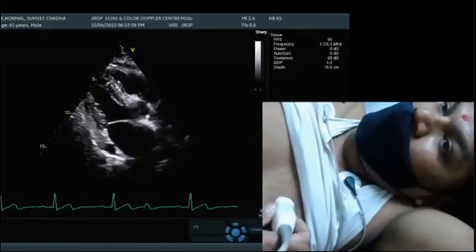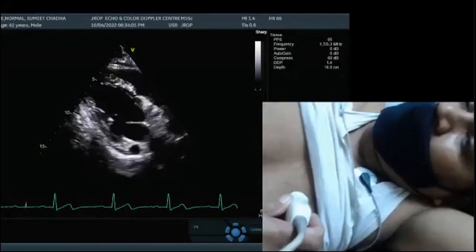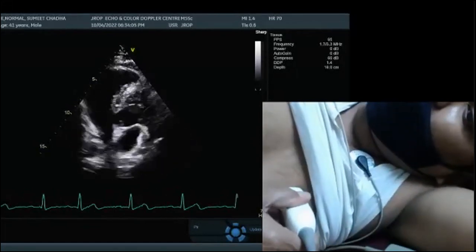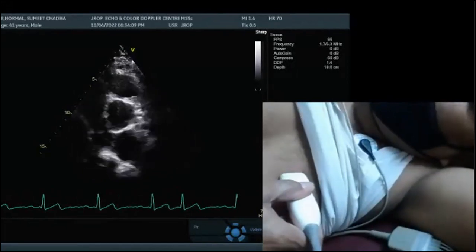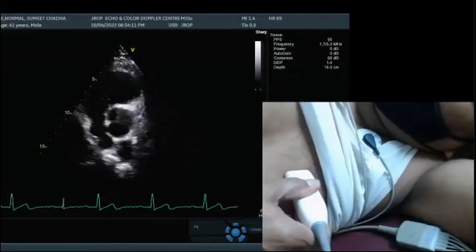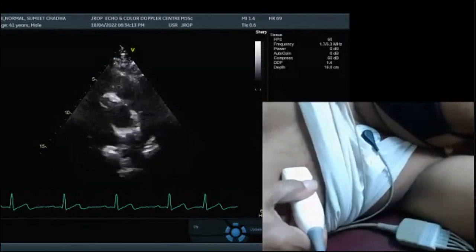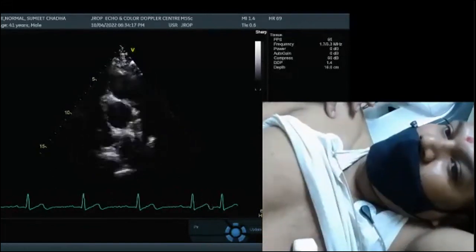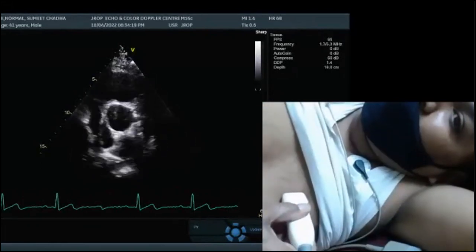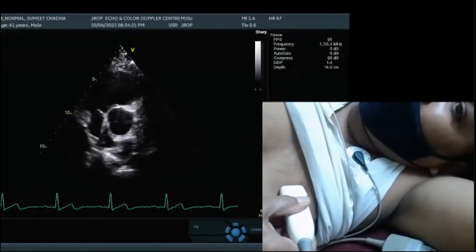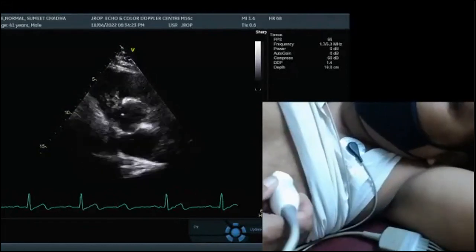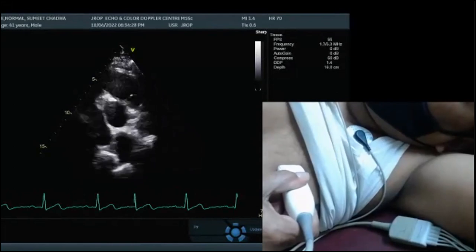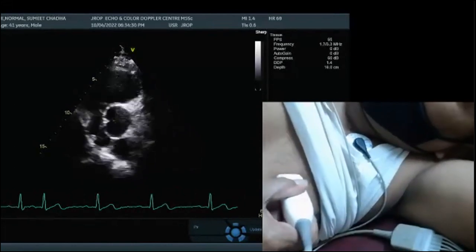If I rotate this transducer 90 degrees, keeping it at the same position, the footprint is looking towards the aorta. Then this is the parasternal short axis view at the aorta. The footprint was at 11, rotated to the 1 or 2 o'clock position. Now, look at the footprint.